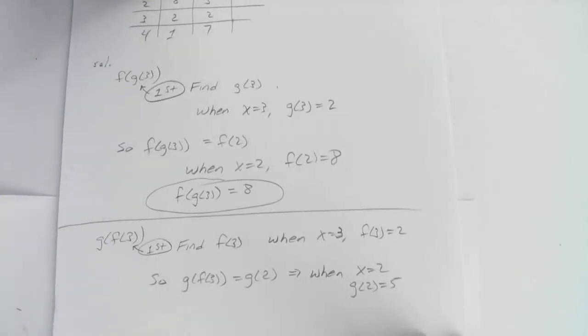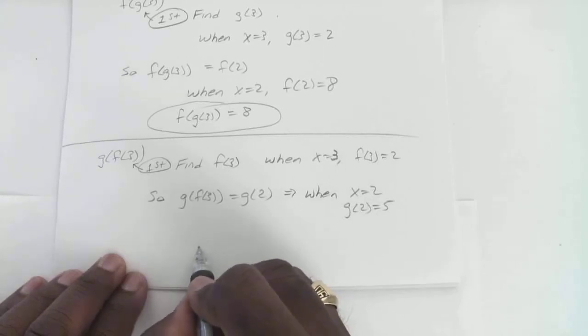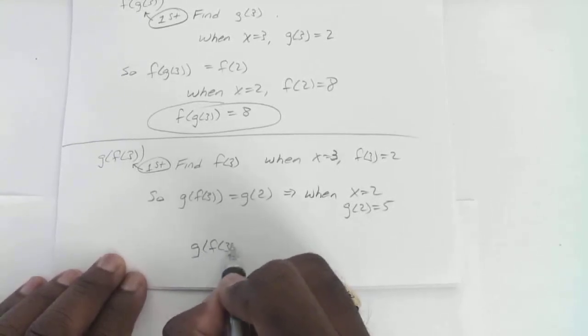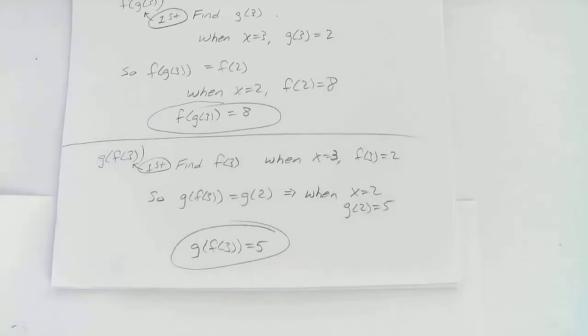We'll bring that up a little bit. So that means your g of f of 3 is equal to 5. Okay. So again, just working from the inside out. All right, any questions on that one? All right, I'll leave that up for a few seconds.